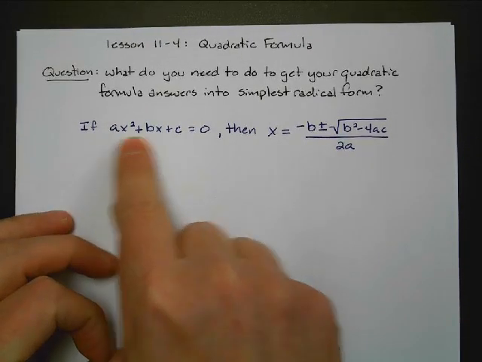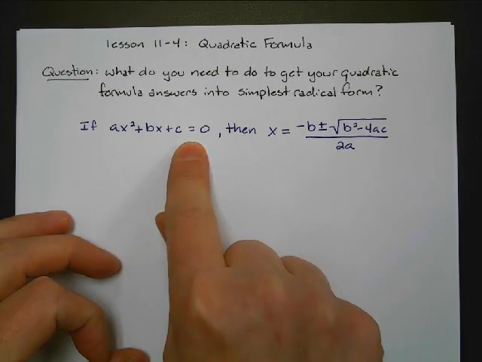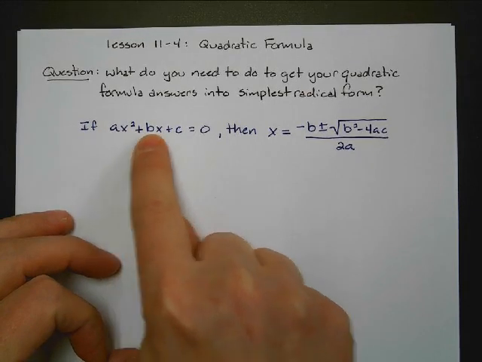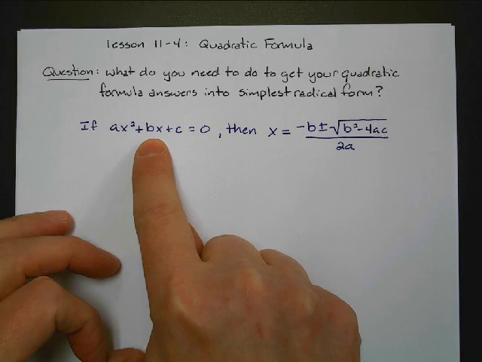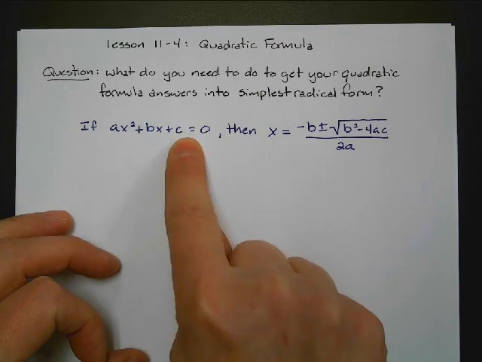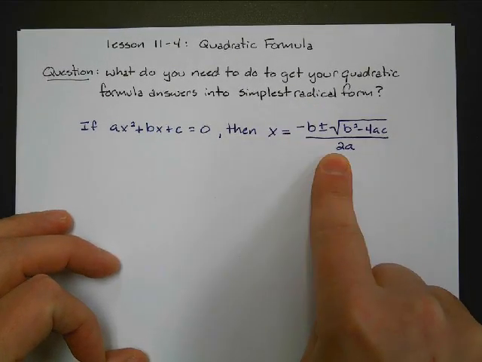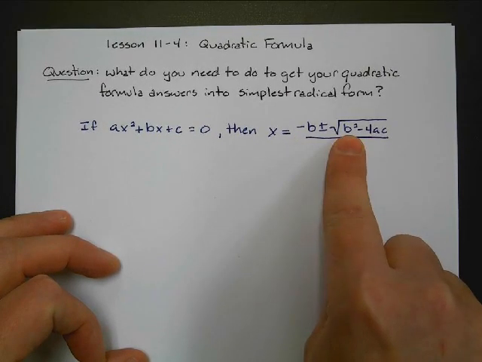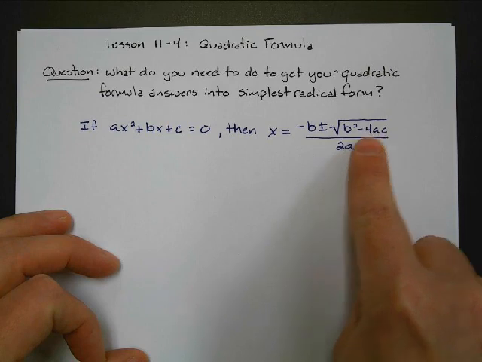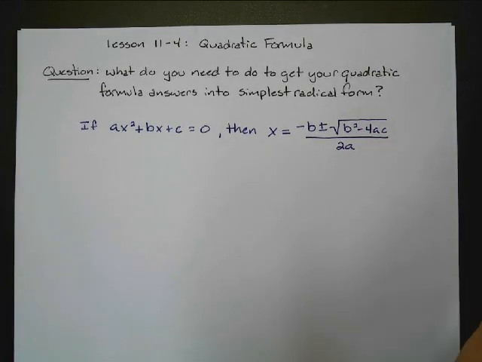If you have something in standard form, where it's ax squared plus bx plus c, so it has to be in standard form, then a, b, and c are the numbers. The a is the coefficient of the x squared, the b is the coefficient of the x, and the c is the constant. If you've got those three numbers, then you can just plug them in here. Whatever the b value is, you plug it into these two spots. Whatever the a value is, you plug into these two spots. Whatever the c value is, you plug it in that spot. And then you have your answer.